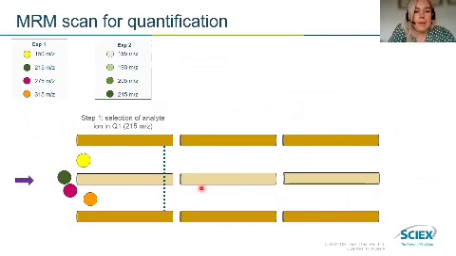So in our MSMS, we've got our MRM scan for quantification. Step 1, selection of our precursor ion, so in this case 215.